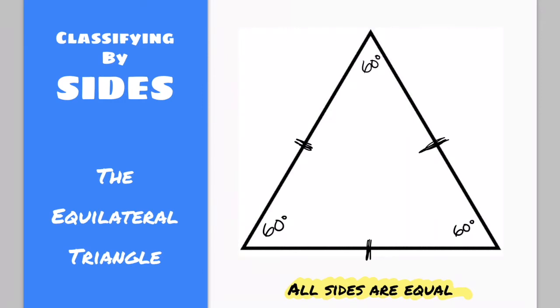So the equilateral triangle is that perfect triangle that you probably learned about in kindergarten, just that first shape that you were ever shown. But this is the equilateral. From a sides perspective, it has three equal sides. Also, consequently, that means it has three equal angles, which we just talked about.